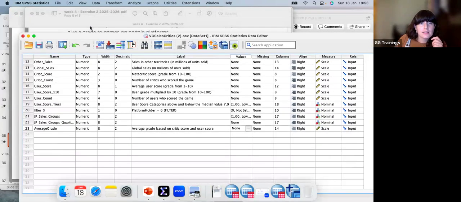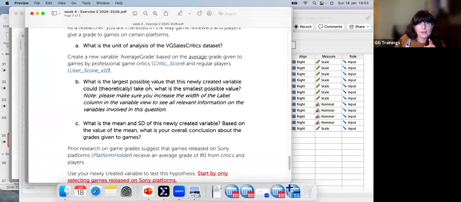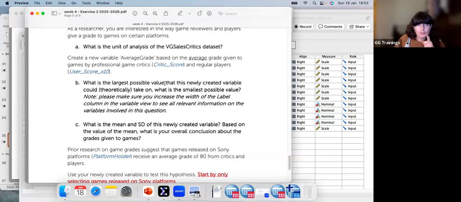Lovely. Next thing. Largest possible value that this newly created variable could take on. Well, the scale was from 10 to 100 originally, and what we did was we added them together and then divided by 2. So largest would be 100 plus 100, 200, divided by 2 is 100. So the lowest and the highest possibilities remain the same, 10 and 100.